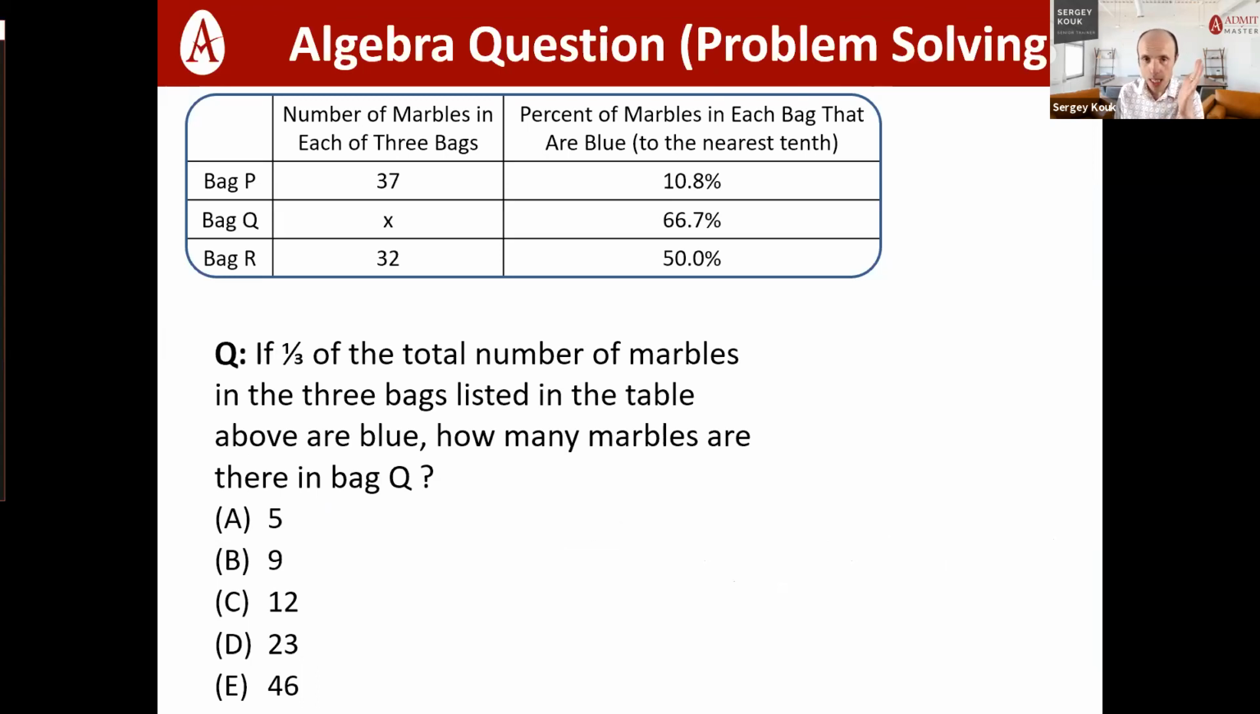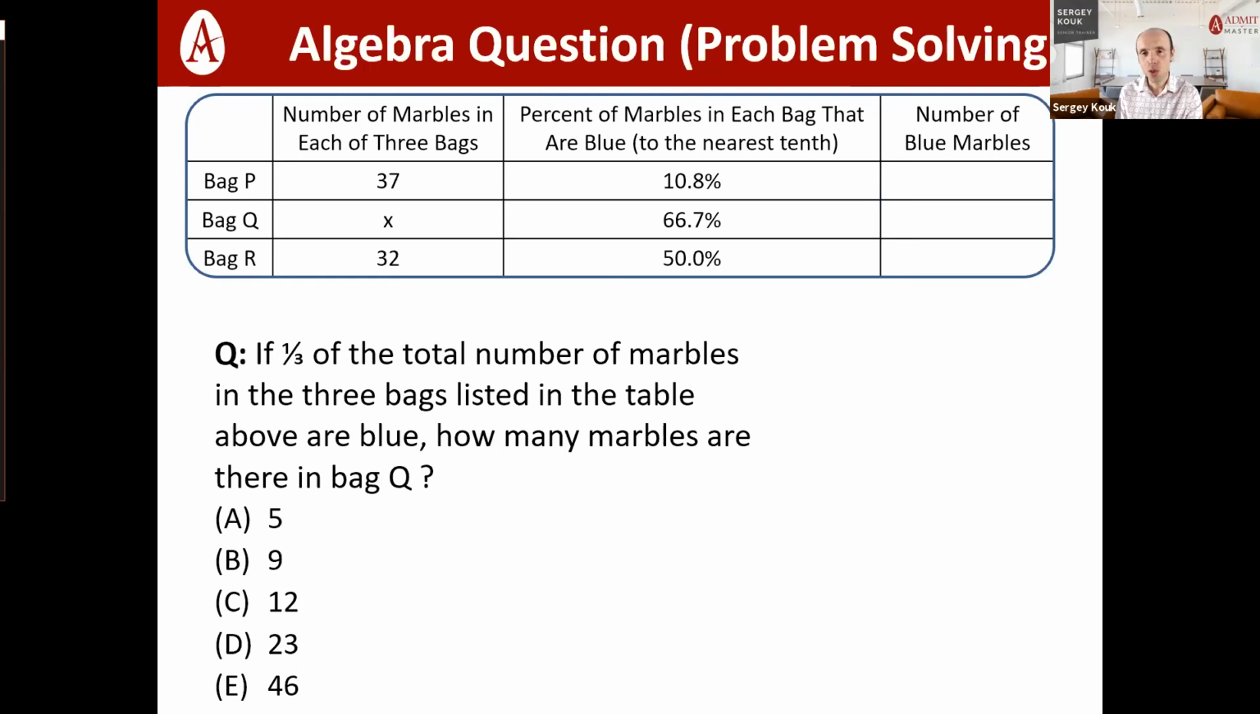One of the steps is we can calculate the number of blue marbles. So if I have 37 marbles total in the first bag and 10.8% of them are blue, so 10.8% of 37, what is that number going to be? Remember, the marbles are whole marbles, so we can't divide half a marble, and that's an approximate number, so it has to be 4. 10.8%, 11% of 37, that's 4.